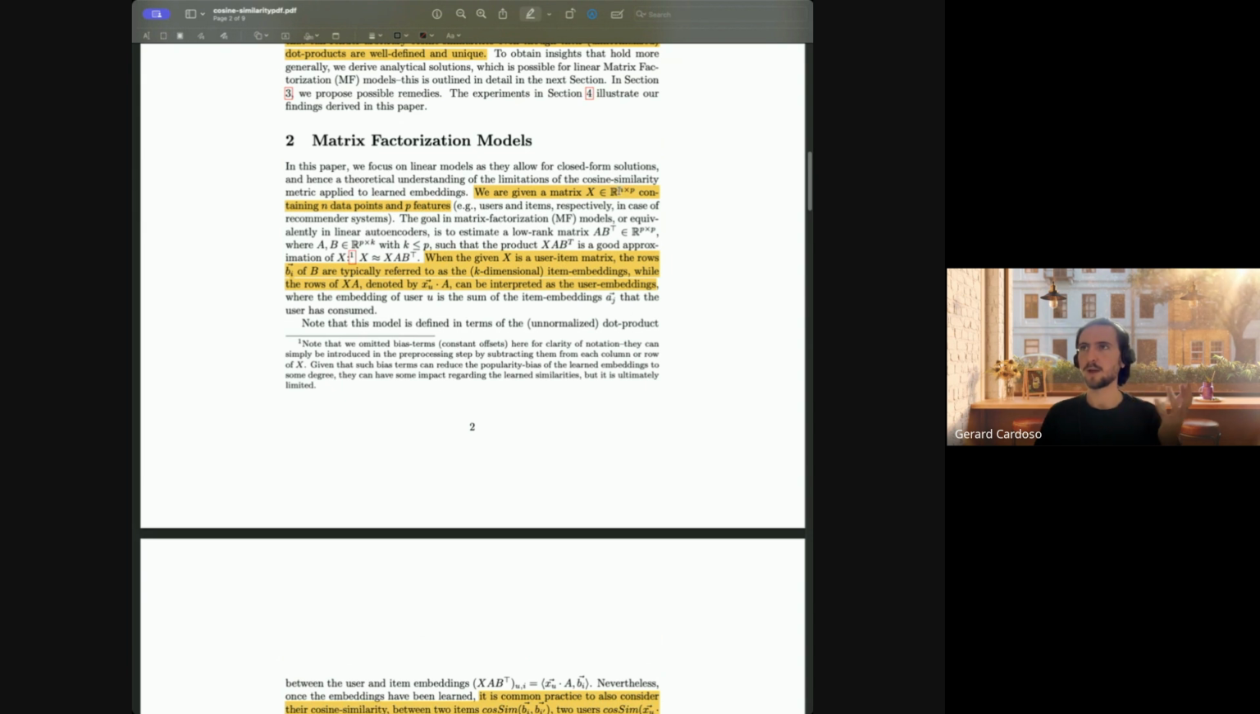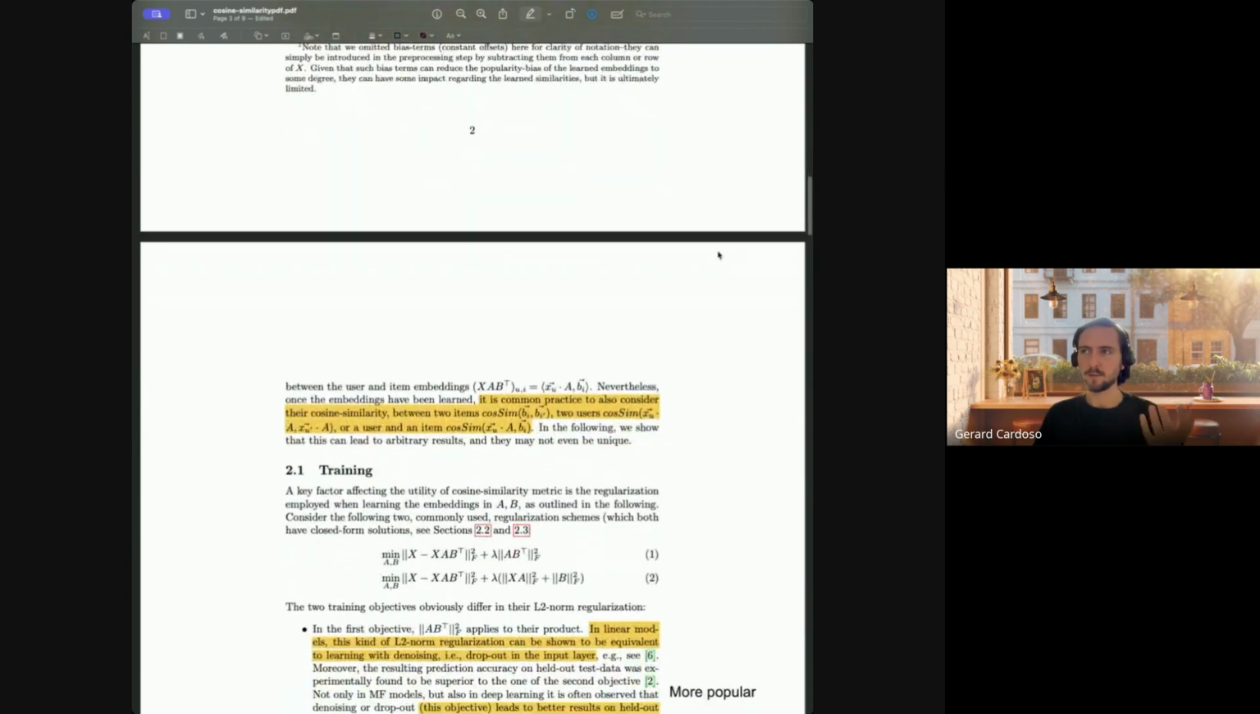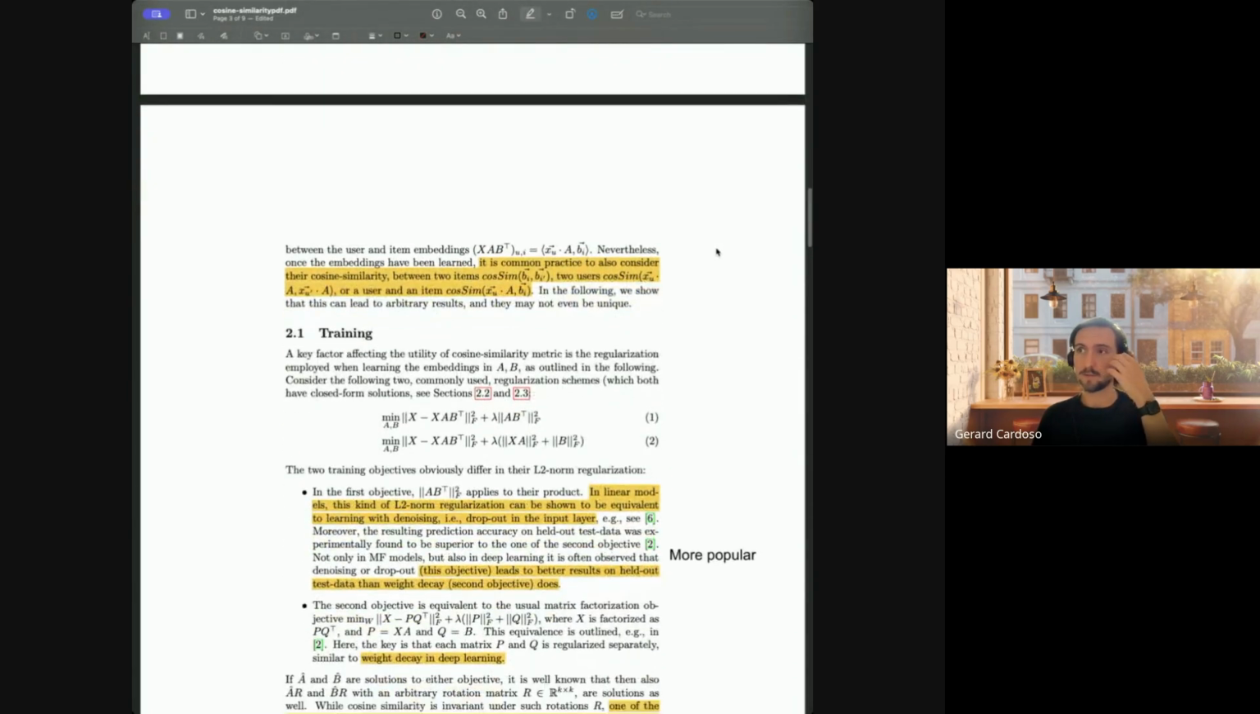So let's say you have n users and p items. You would have these two matrices A and B, which have dimensions p and k, where k is significantly smaller, right? So let's say you have 10,000 items, k could be like 50, so you have smaller dimensional embeddings for the users and for the items. And afterwards you can use them to do similarity.